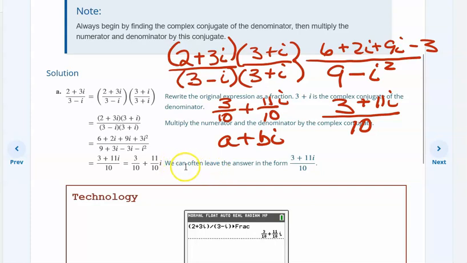And kind of an interesting thing here. This is something new to me. They're saying we can often leave the answer in this form. Again, some software will count that incorrect. But again, as you work your software, be sure you follow the protocol they will accept.